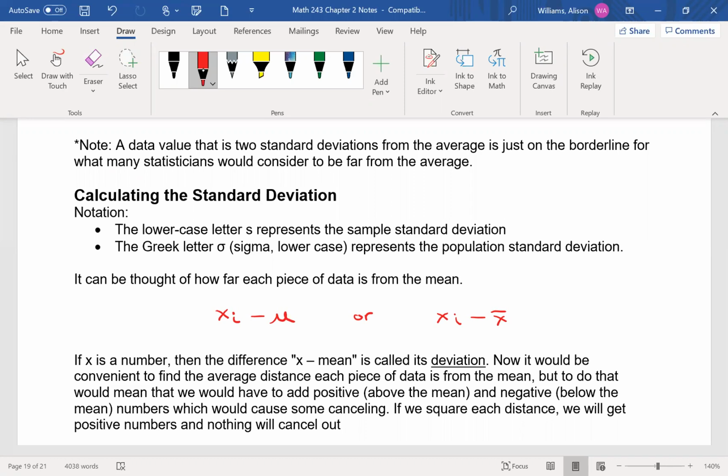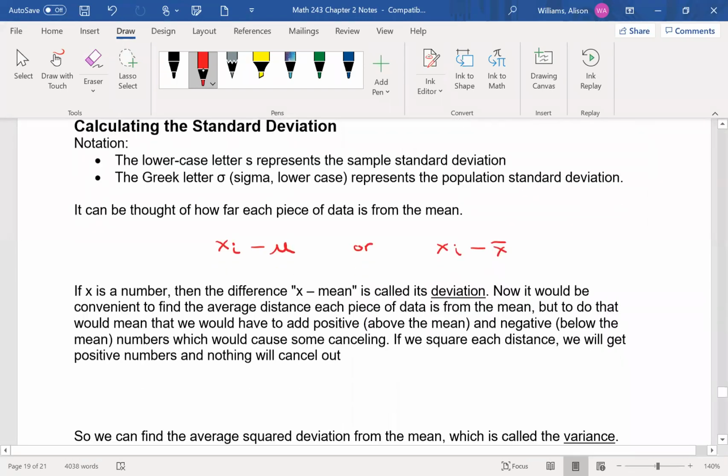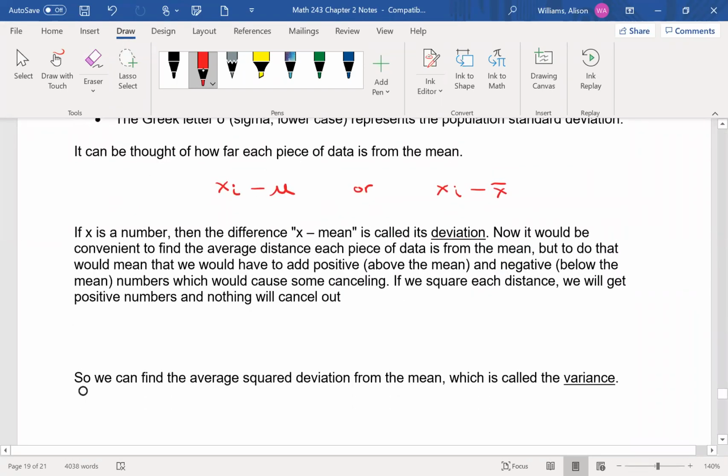Okay, now what's going to happen is some of the values are going to be bigger than the mean and some of the values are going to be smaller than the mean. So we're going to get a bunch of positive numbers and negative numbers. What I want to do is I want to find an average. I want to find the average distance each data value is from the mean. Therefore, I want to add these all together, but if I add a bunch of positives and negatives together, they're going to all cancel out. So to solve that problem, we're going to square each difference.